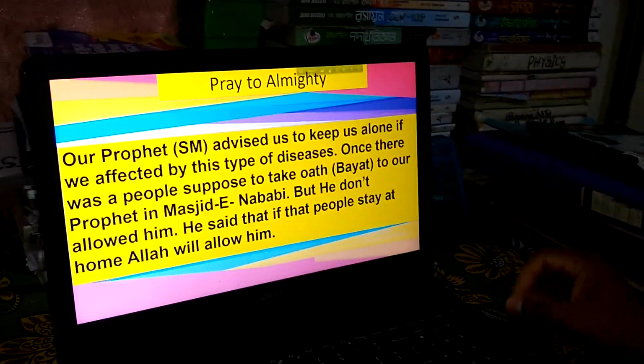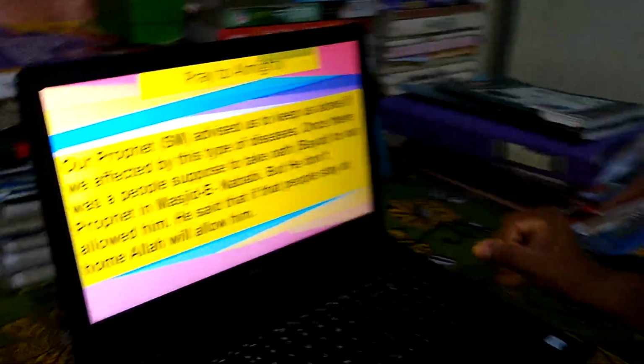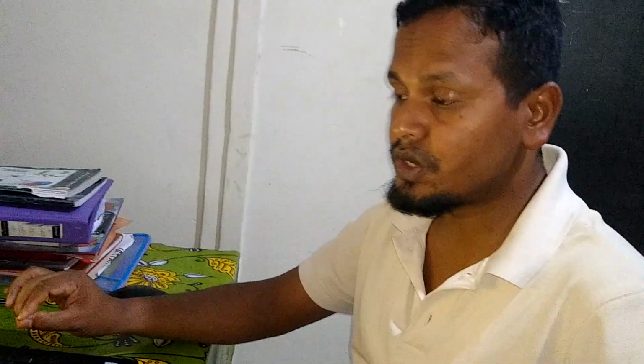If we can see that the situation is very bad, that the situation is out of control, at that time we should perform our salat at home. It is better for us.